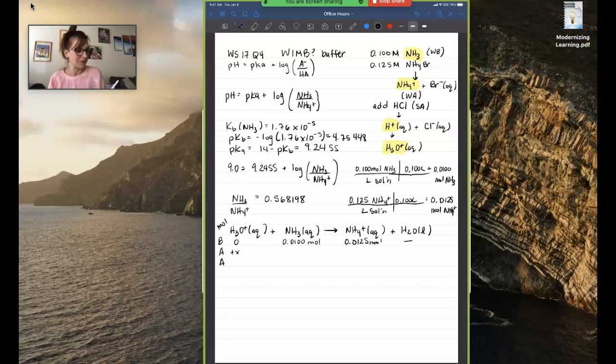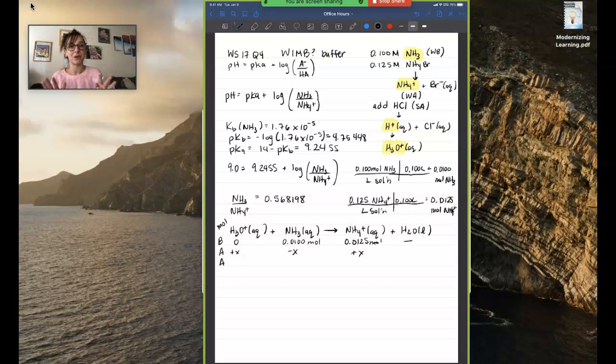That's my variable. When I'm adding the HCl, what is it reacting with? Ammonia. So you want to subtract x from that because it's going to react 1 to 1, so it's going to decrease the ammonia. But what is it going to do to the ammonium? We're going to create more of that. So this is a plus x.